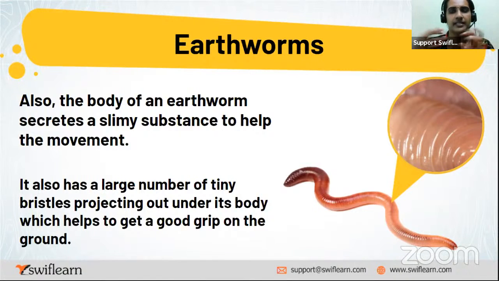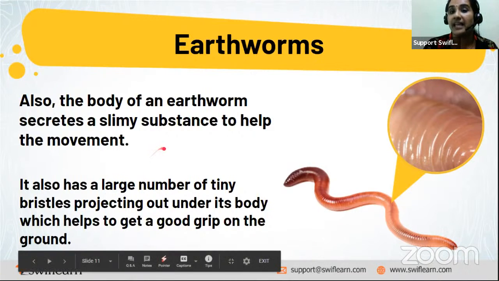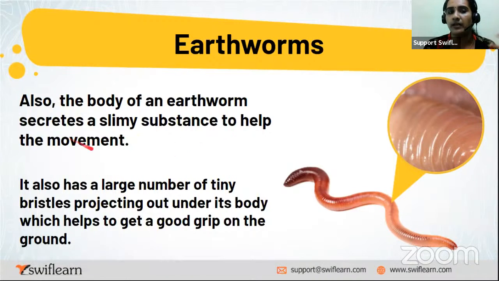End to end, the rings are joined together and form a body. It doesn't have bone. Mainly muscles are present, and it secretes a slimy substance which helps the movement. When we take an earthworm in our hand, we can feel its slimy nature.